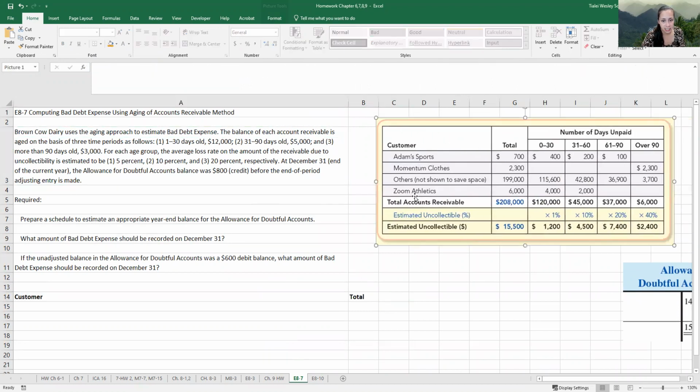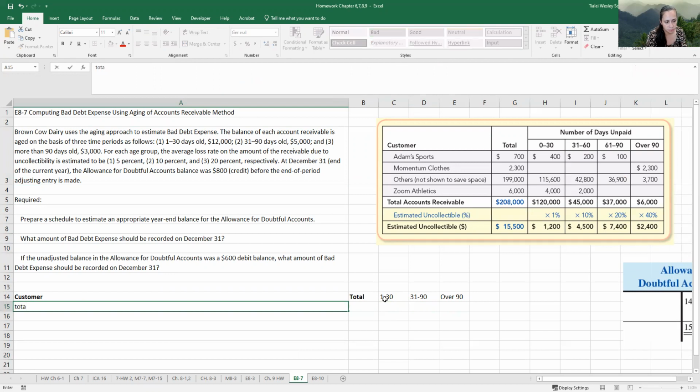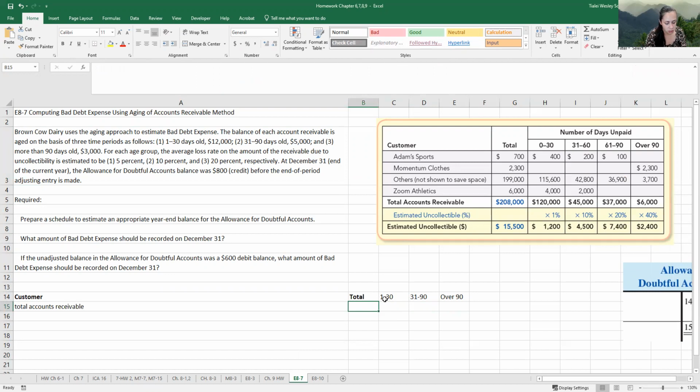Aging of the bad debt expense, or the estimate of bad debt expense, is from 1 to 30 days old, 31 to 90 days old, and over 90. So I'm just going to write over 90. Those are the three groups, and in those groups, the total accounts receivable for 1 to 30 days is $12,000. Then 31 to 90 days is $5,000, and more than 90 days old is $3,000.